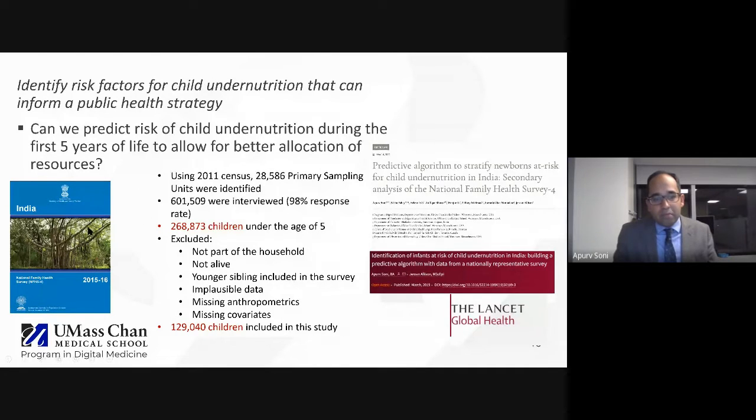We use the same data source, but for the predictive model, we focused on, at that time, the most recent data available, which was 2015 to 2016. Recently, a newer cycle of NFHS data has been published, so we are working on updating some of these predictive models. The data I'm about to present was published in Lancet Global Health as well as Journal of Global Health.